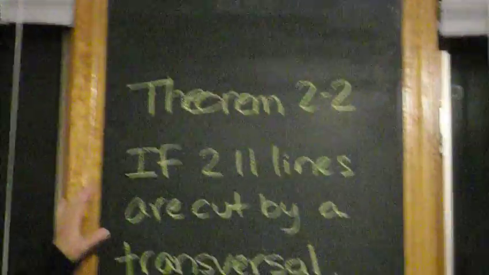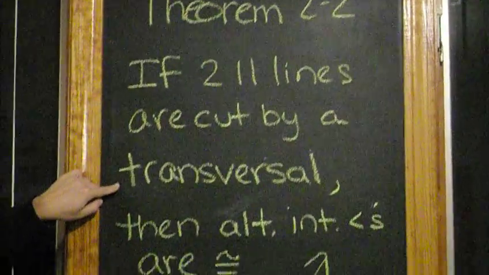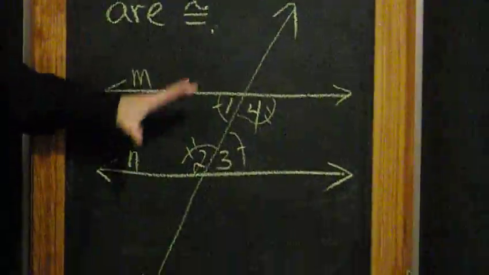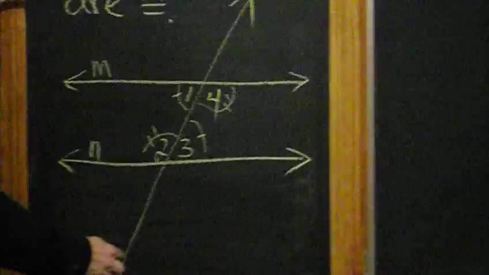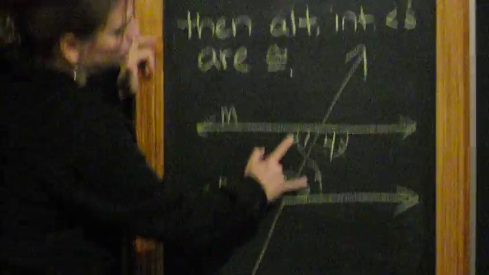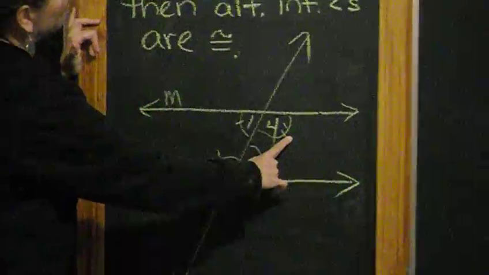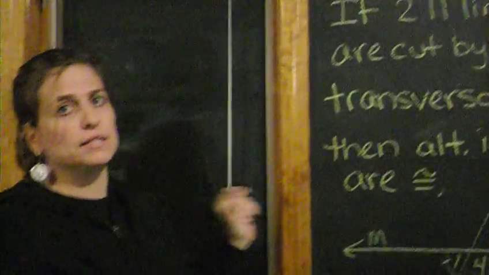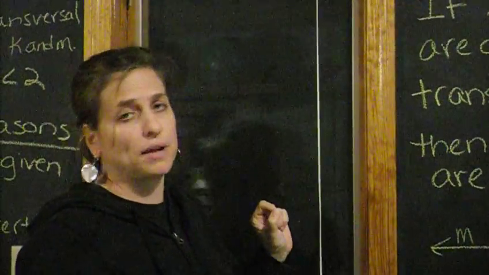Theorem 2-2. If two parallel lines are cut by a transversal, then alternate interior angles are congruent. Remember that interior is on the interior of the two lines. This is your transversal. So 1 and 3 would be congruent with each other, and 4 and 2 would be congruent with each other, according to Theorem 2-2. I want you to memorize these theorems. You don't have to do it tonight because you have a quiz tomorrow, and I'd rather you study for that.